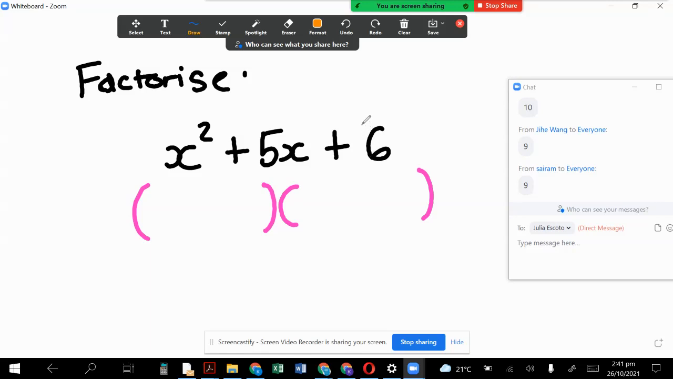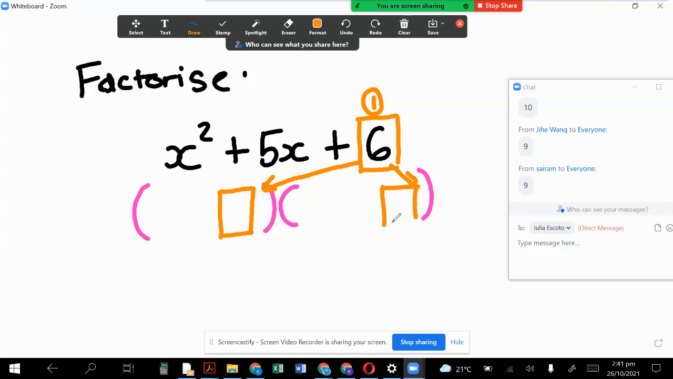So what you need to do is firstly look at the last number. That's step 1. And that last number, you've got to break it up into 2 numbers that will go over here and over here. And they have to multiply to get 6. In other words, multiply to get that number. So you have options here. You can have 6 times 1. You can have 3 times 2. You can also have 1 times 6. And you can also have 2 times 3 because they all mean the same thing. And you've got to choose which one of these will work.